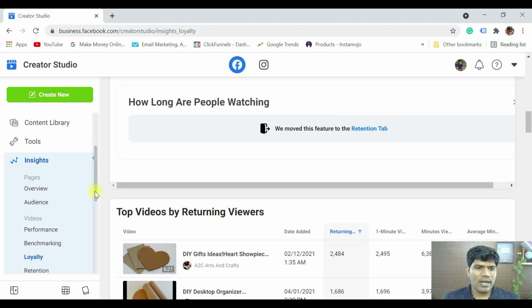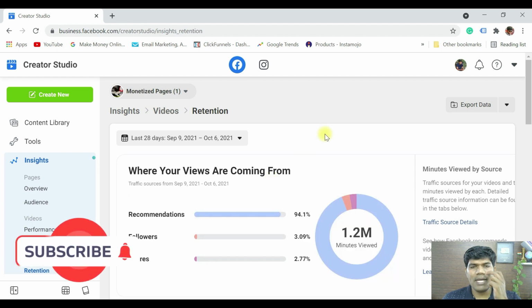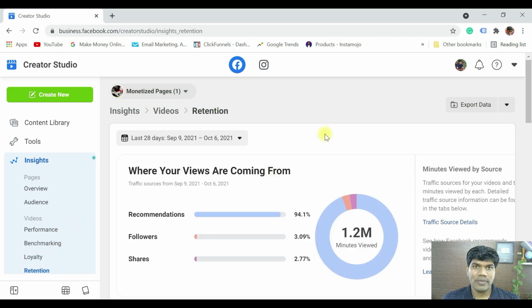Okay, so now after loyalty retention, again this is something very interesting for you to understand how exactly you are getting the views, right? Where exactly your audience are dropping, what you can do to retain the audience, and where your views are coming from. If you see here, 94% of the views are coming from recommendations from Facebook, which is the majority. A page can grow faster when Facebook starts recommending our videos to a lot more people, right? That's good. From followers around 3%, shares around 2.77%.